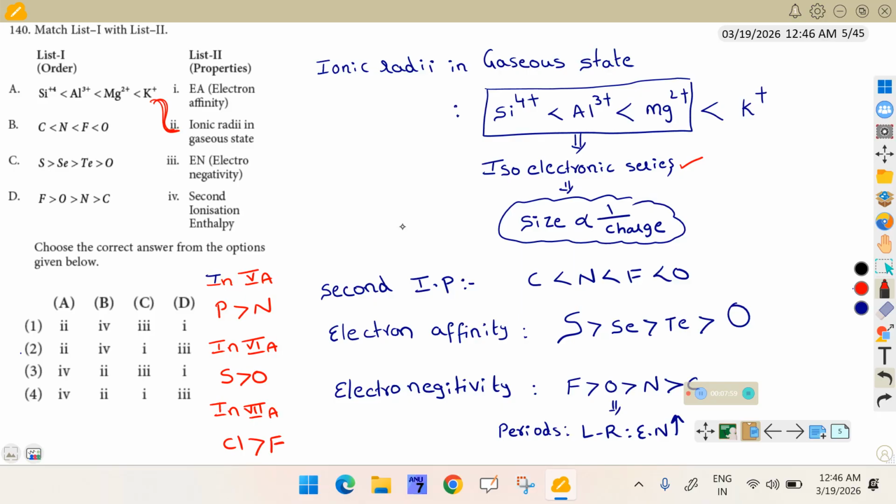Second ionization potential: carbon less than nitrogen less than fluorine less than oxygen. Electron affinity: we know that in 5A group, 6A group, 7A group cases, the second element's electron affinity is more compared with the first element. Electronegativity: in periods, left to right, electronegativity value increases. Based on that, the correct match is the second match.